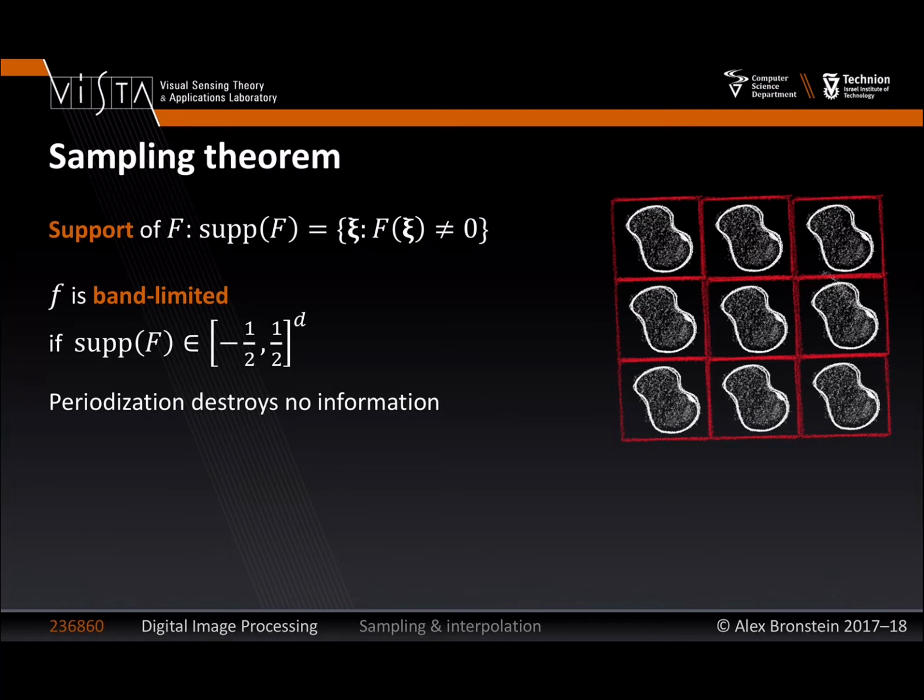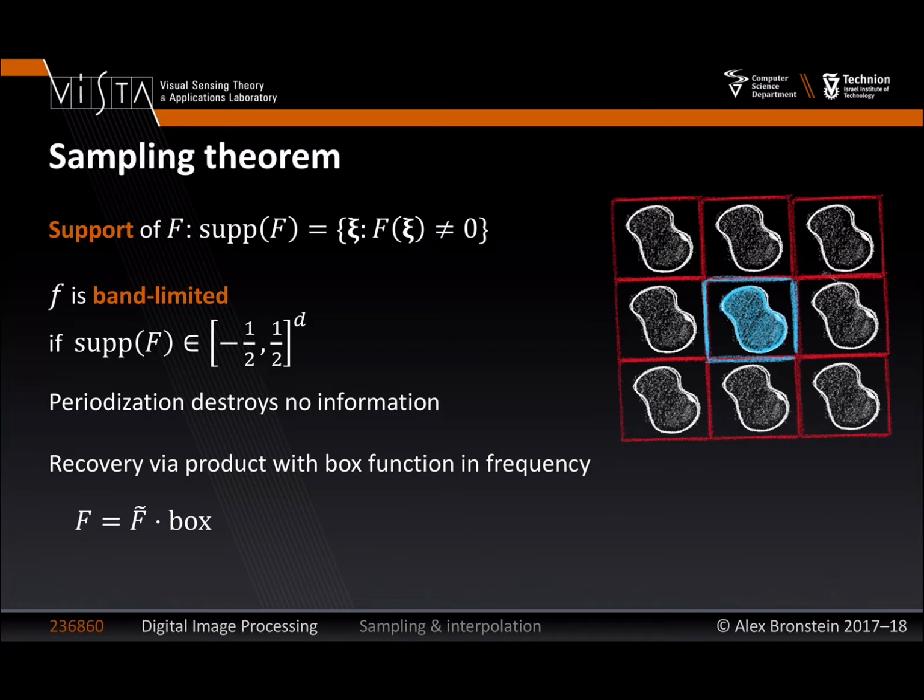Basically, if periodization destroys no information, how do we go back? The trivial thing we can do is remove all those periodized replicas by putting a low-pass filter in the frequency domain. We'll just take the product of the periodized Fourier transform with a box, with this filter, and all the rest will be gone, because the box has support 0 outside of this unit square, unit cube.